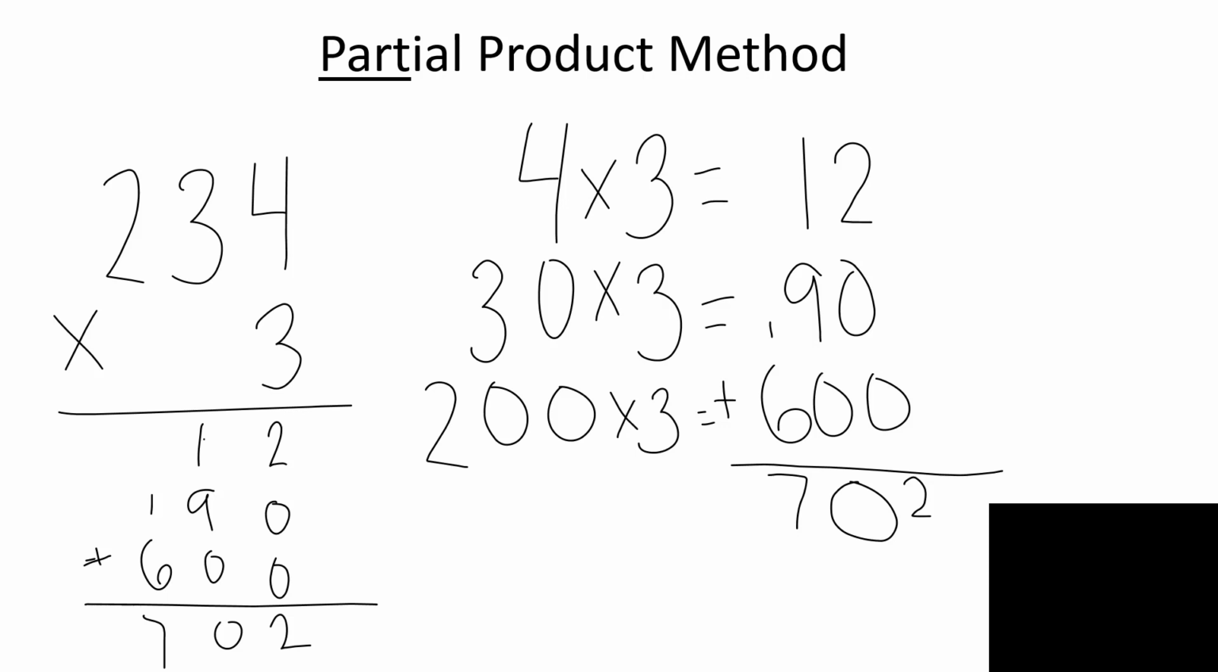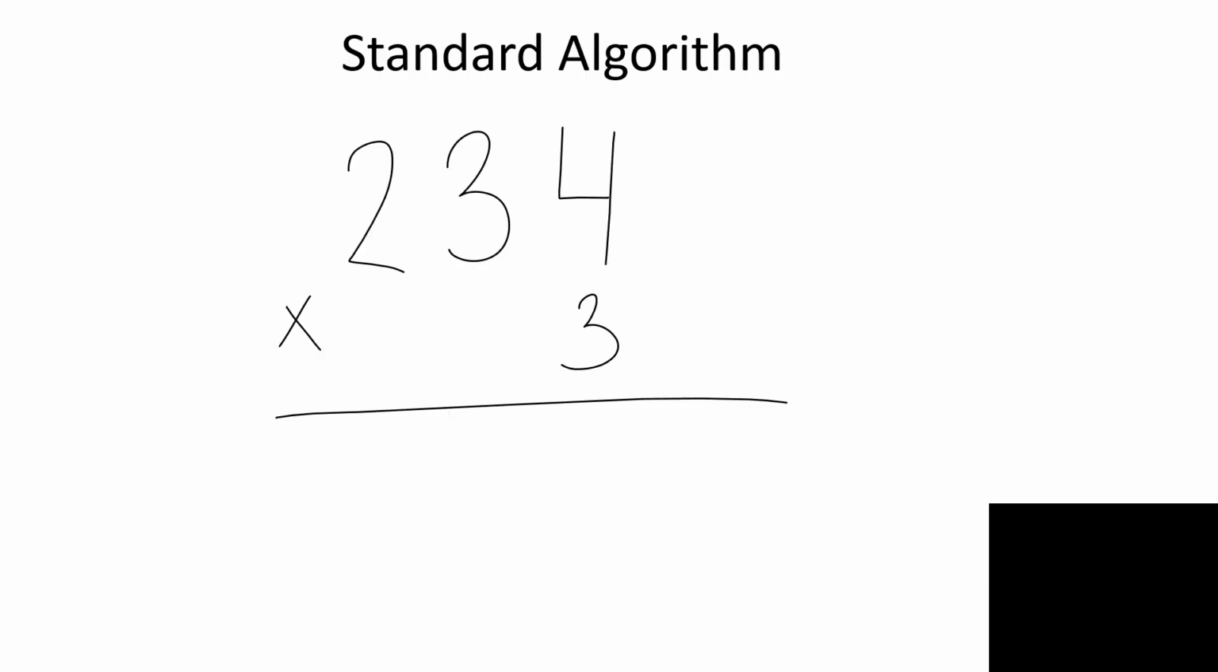And finally, just our straight up standard algorithm. If we want to just multiply straight across, if we're able to do that, that's awesome. You can absolutely try this way. This might be the way that your parents remember learning it growing up.